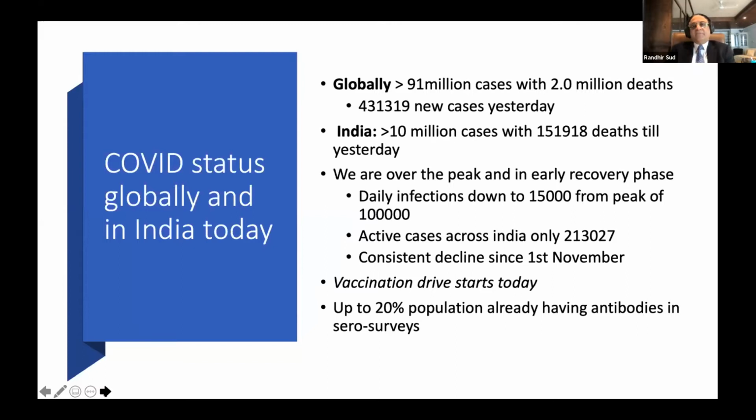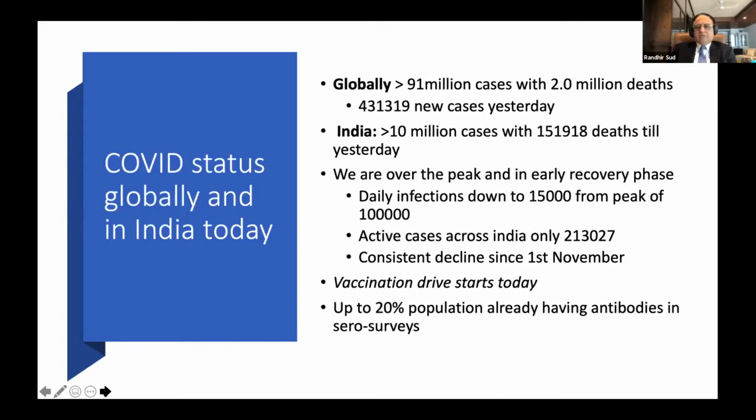Like in India, we had 10 million cases and 1,51,000 people died out of this disease. And we are over the peak, in the early recovery phase. How do you define early recovery phase? If for continuous 2 weeks you have a decreasing trend of daily case volumes, then you call it over the peak and a recovery phase. Daily infections have come down to 15,000 from a peak of 98,000 at one point in August. And today in India, the active cases are only 2,13,000. So we are in a much better situation than most parts of Europe and USA.